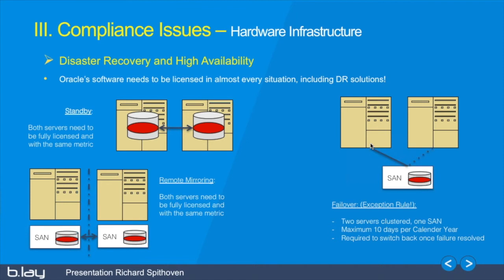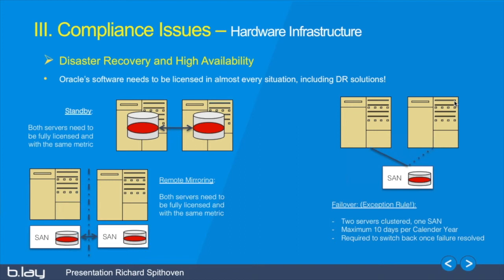For example, if there is a failure of your primary production server today at 5 minutes to midnight, and the issue is resolved at 5 minutes past midnight, it counts as 2 days. So if you're not using this more than 10 times a year, and you are switching back once the failure is resolved on the primary production environment, only then, in that scenario, you do not need to license this specific server. In any other situation, like 3 servers clustered to the same SAN, you need to license the third server.